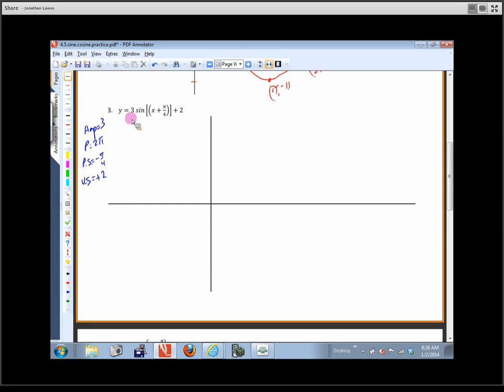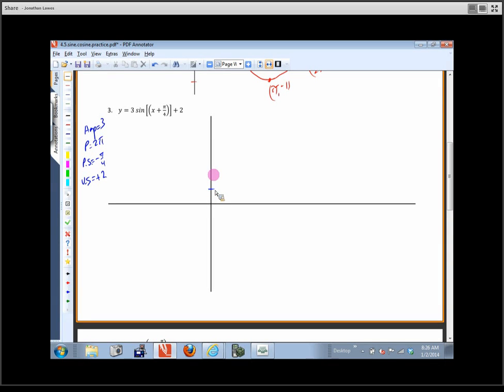I'm going to keep this in mind. This has been vertically stretched. This is going to go up 3 and down 3 from wherever the center line is. So I need to make sure that when I mark off this vertical axis that I make room for something that's 3 units above and below the center line, and we're going to slide it up 2. So what's the highest point going to be by the time we're done? 5.